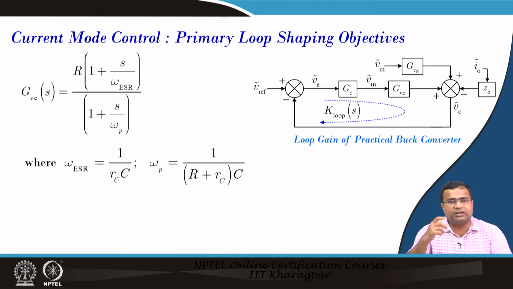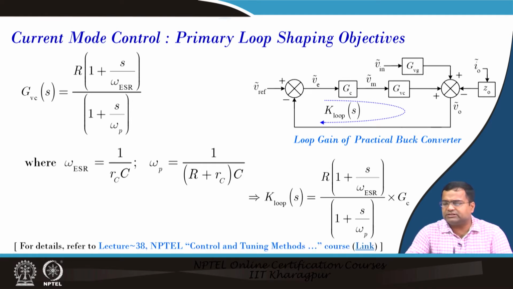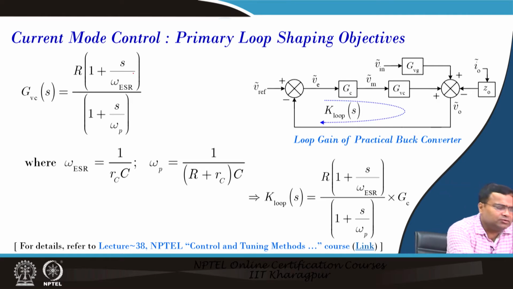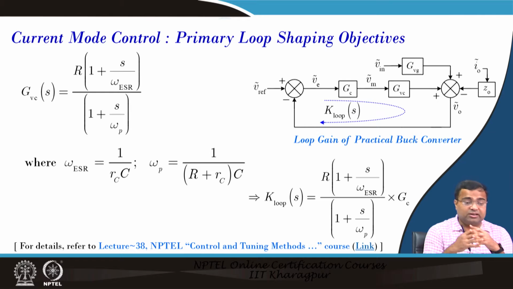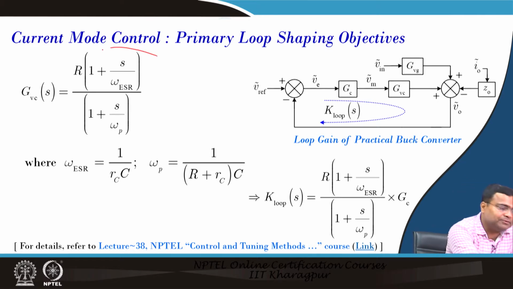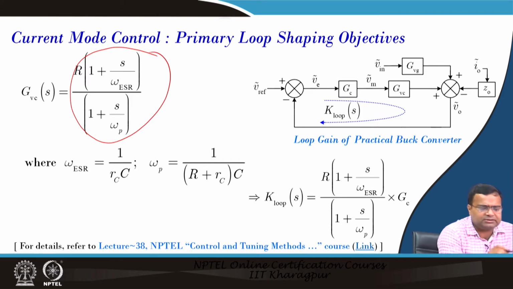We consider the control to output transfer function, and this we have discussed in lecture number 38 in our earlier NPTEL course, for current mode control design in a buck converter. There we know that the buck converter control to output transfer function can be approximated by a first order model, and then by stable pole zero cancellation we can design a compensator.